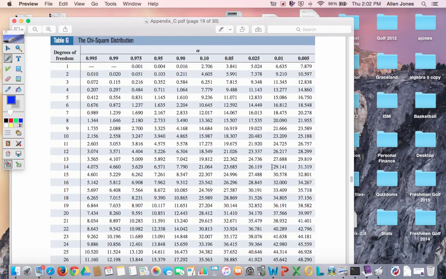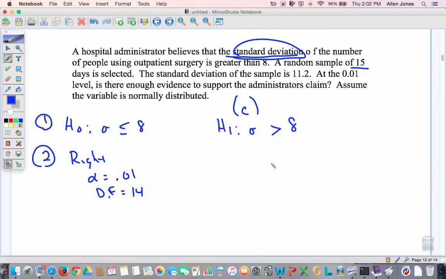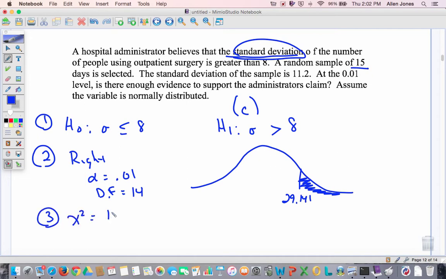We'll take a quick look here. 14 degrees of freedom along with 0.01 gets us down here to 29.141. So that's our critical value. I'll plug that into my curve here. It's a right-tailed test. So 29.141 goes here. We'll shade to the right on a right-tailed test. We'll move down and calculate our test score.